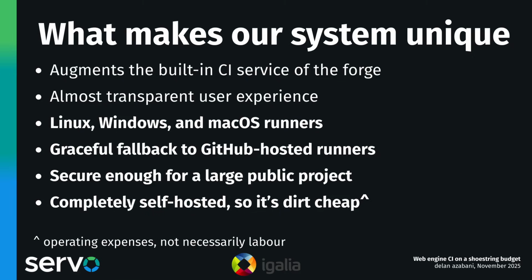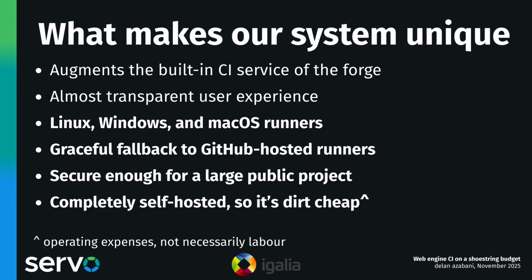Some things that make our system unique and that we're pretty proud of, I think. And these things apply to all versions of our system, which we've been developing over the last 12 to 18 months. The first is that we build on top of the native CI servers of the Git Forge. So in this case, it's GitHub and GitHub Actions. It could be Forgejo and Forgejo Actions in the future. And we're working on that already.